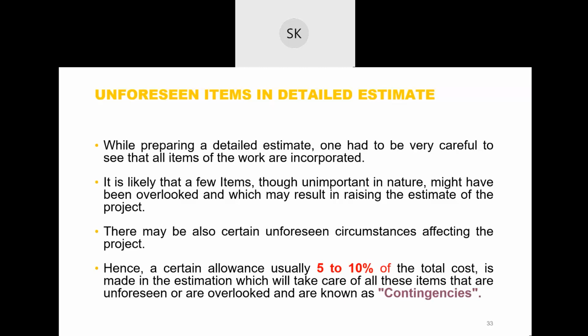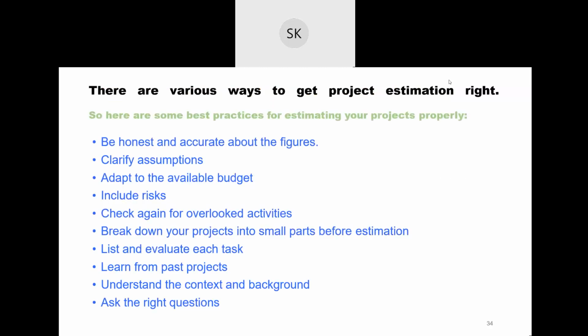As I discussed, you have to take some percentage for contingency. So you can take 5 to 10%. There are various ways to get a project estimate right. Here are some best practices for estimating your project properly. Be honest and accurate. Clarify assumptions. Adapt to the available budget. Include risk. Check again for overlooked activities.